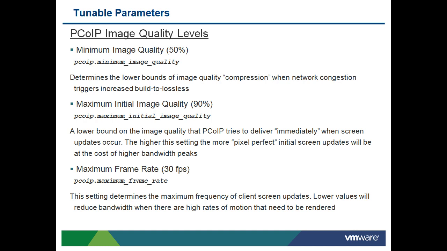And then obviously maximum frame rate. And this is just the number of updates per second that PCoIP is going to try and send. Lowering frame rate will reduce bandwidth, but obviously if you go low enough, it will affect the image quality. Videos will be jerky, but there's significant bandwidth savings to be done with this. And if you don't have video in a use case, you can go quite low with frame rate.